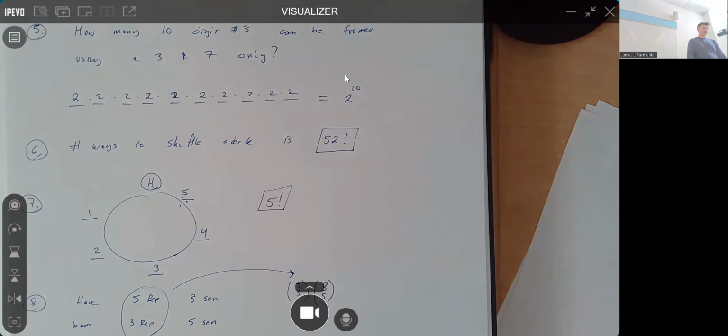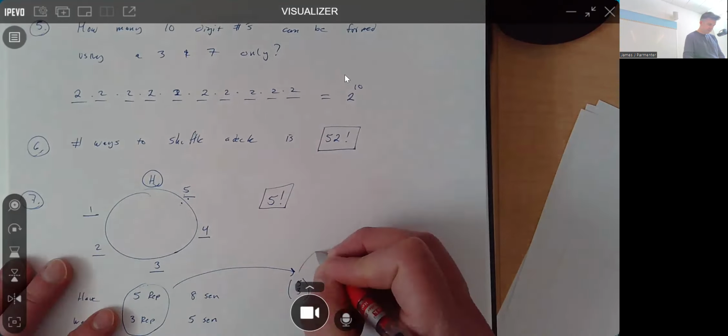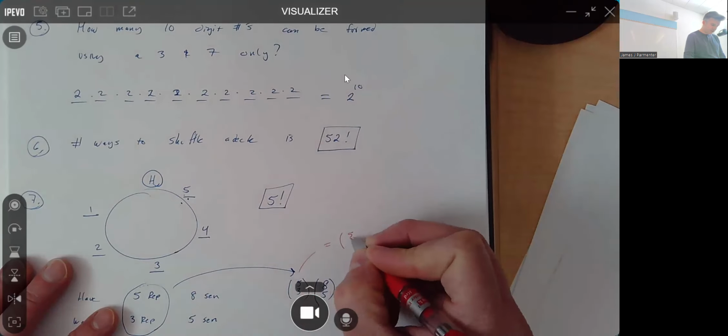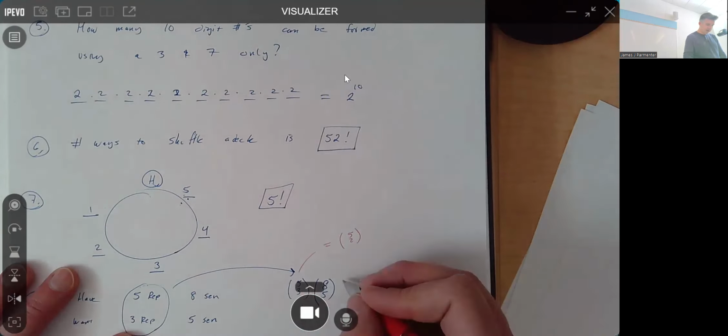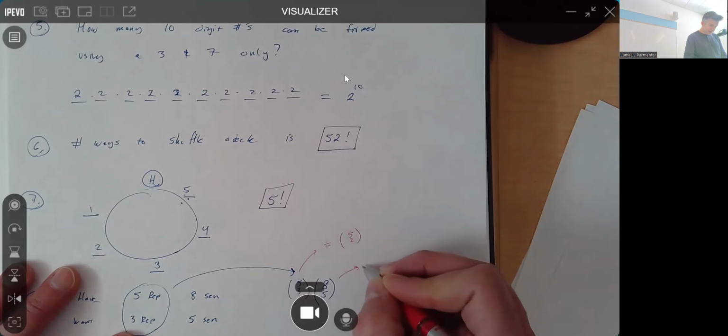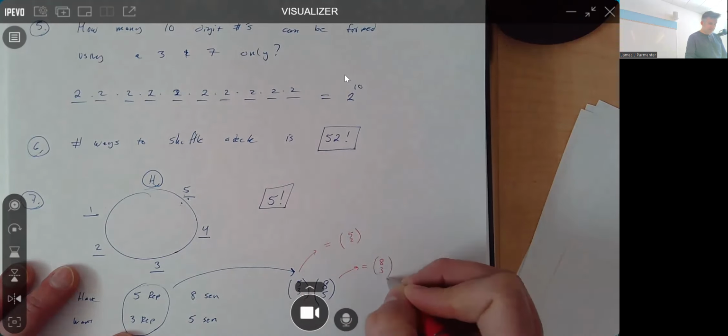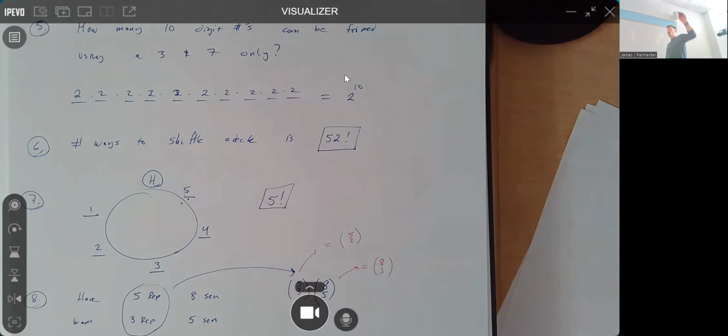I will point out, just because it could come up, that 5 choose 3 is the same as 5 choose 2. And 8 choose 5 is the same as 8 choose 3. Because the number of ways of picking the people that are in the group is the same as the number of ways of picking the 2 people that aren't in the group, or the 3 people that aren't in the group. So you can always think about picking the things that you want to include or the things that you want to exclude. And the number of ways of picking the included things versus the excluded things is the same.